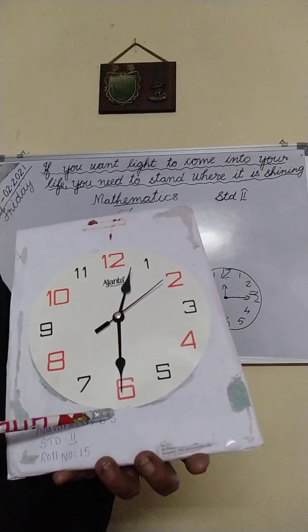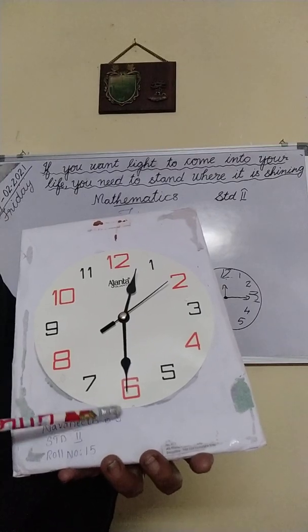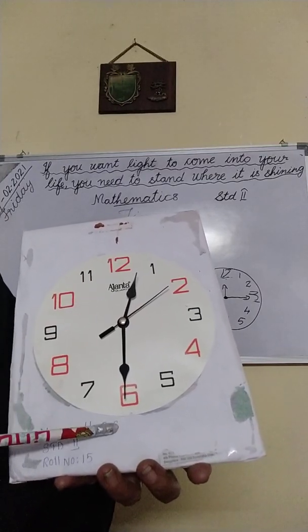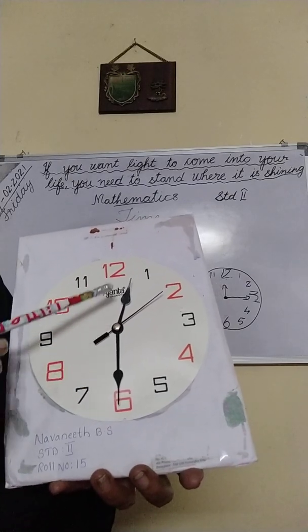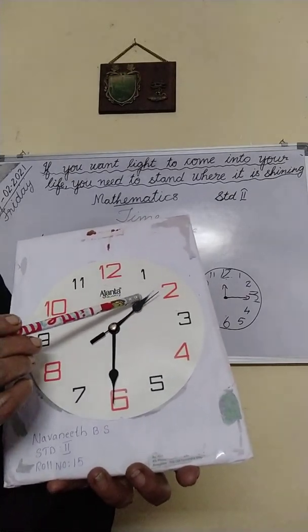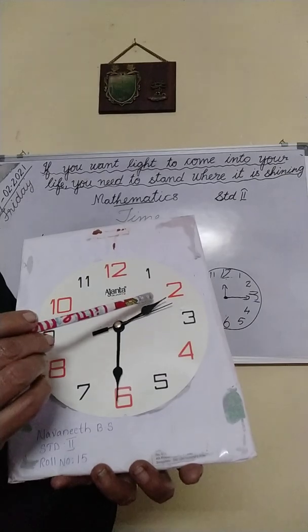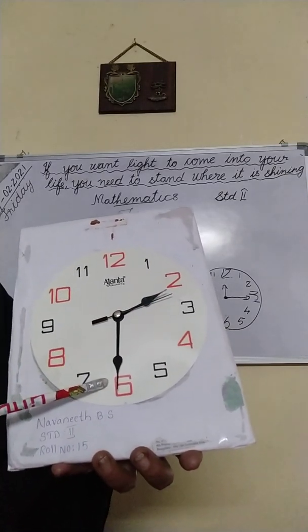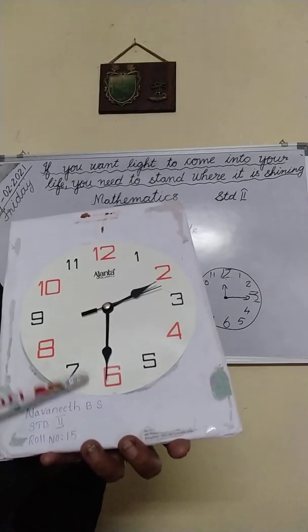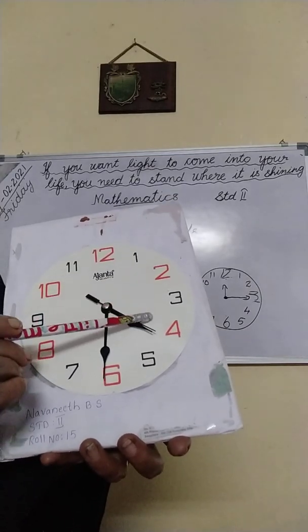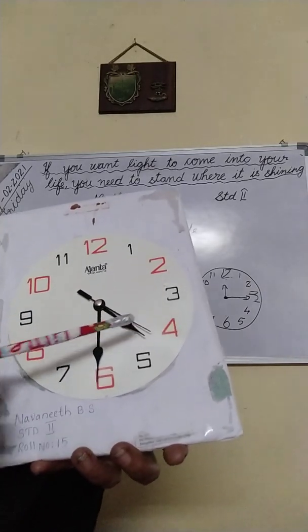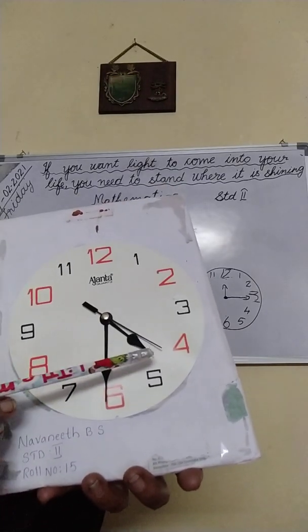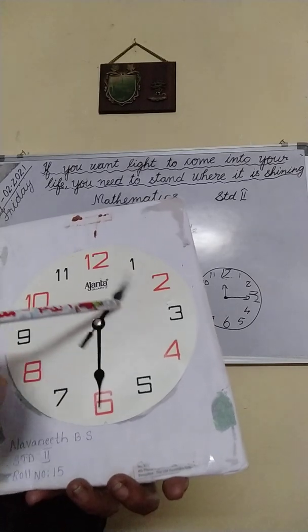That is 12:30. For half past you say 30. Now what do you say? Yes, now you say 2:30. Now what is the time? Yes, 4:30.